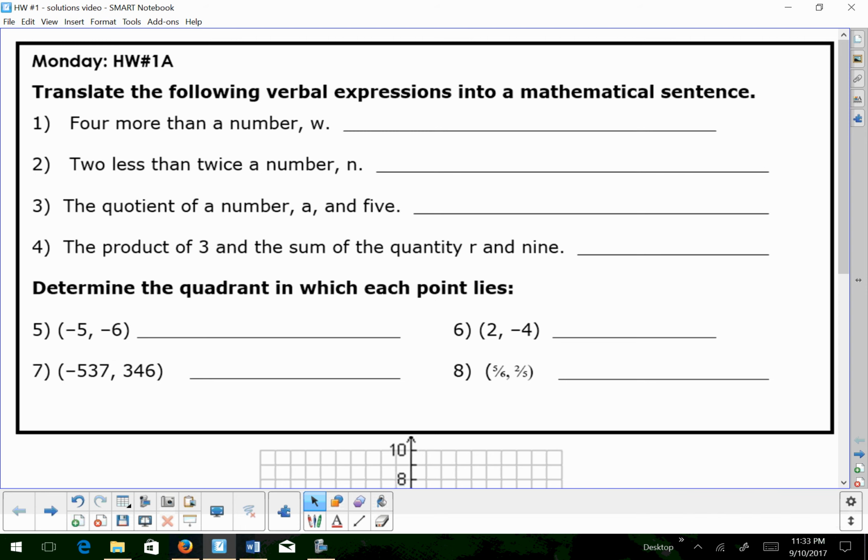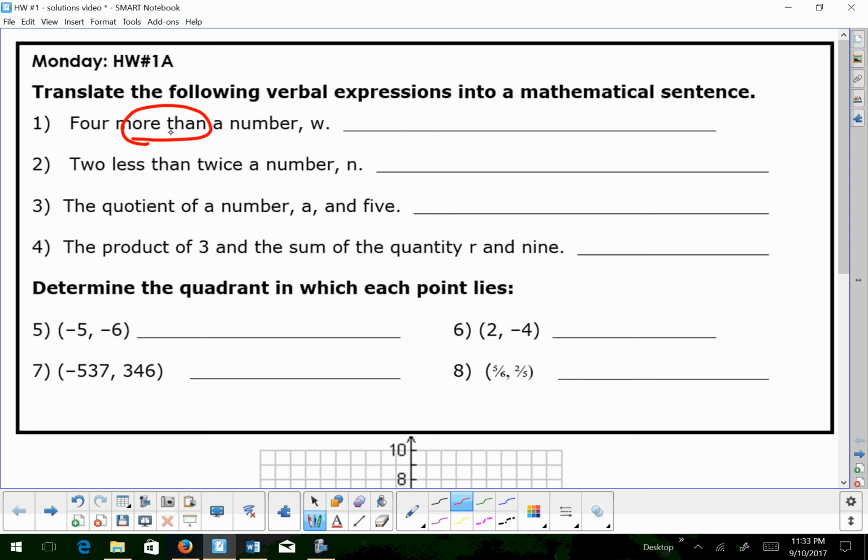Let's take a look at how you're going to solve some of the questions on your first homework assignment. So we see here on Monday that the first 4 questions ask you to translate the following verbal expressions into a mathematical sentence. That means we want to take all of these English words and turn them into an algebraic sentence or expression.